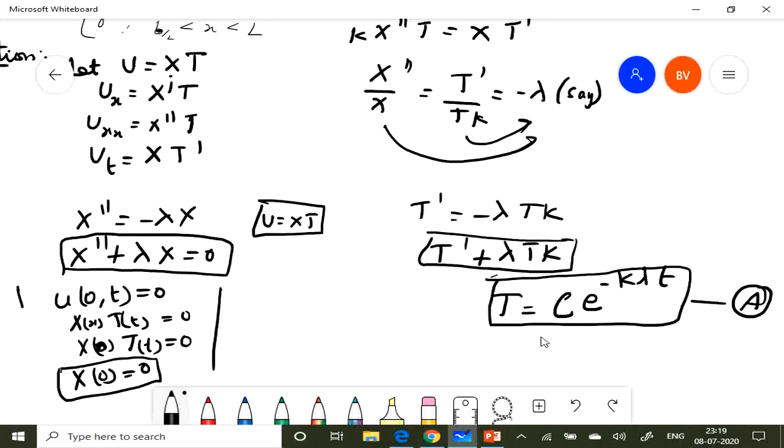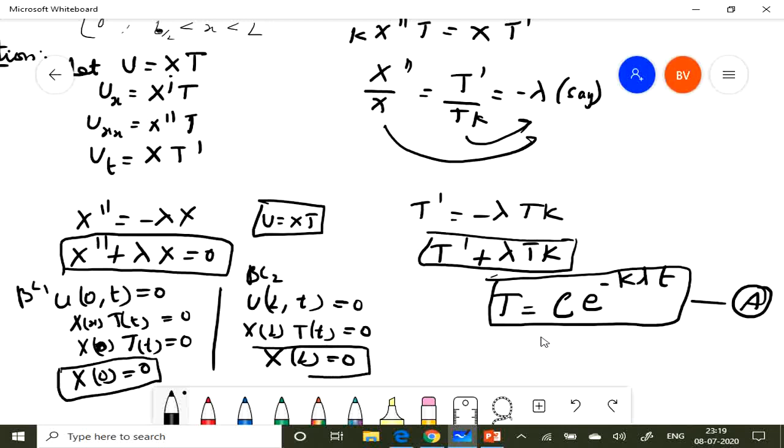This is boundary condition 1. Boundary condition 2 gives u of L, t is 0. So X of L times T of t should be equal to 0. Therefore X of L is 0. This is our second condition that we are getting for this problem. So this second order differential equation along with these two conditions will be called a Sturm-Liouville problem, isn't it?